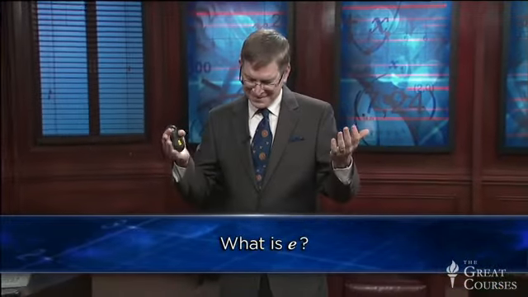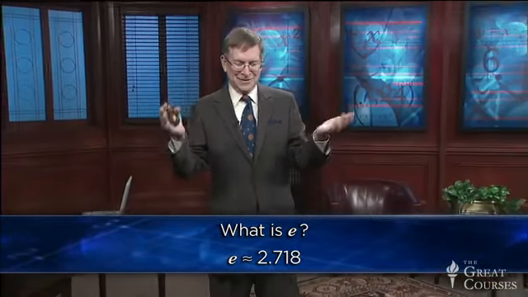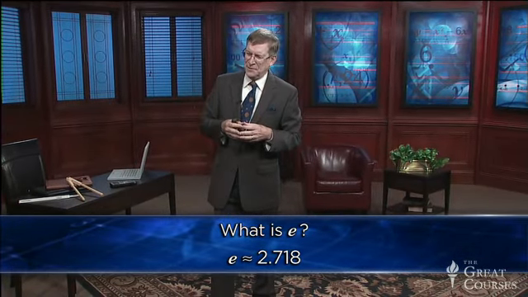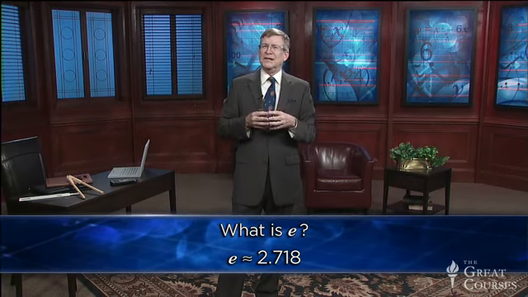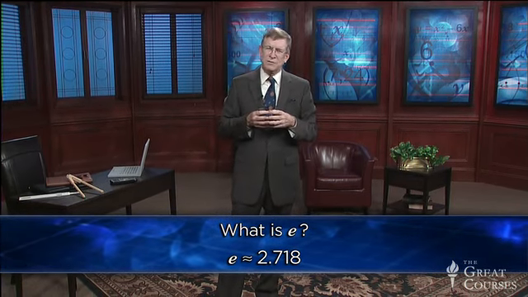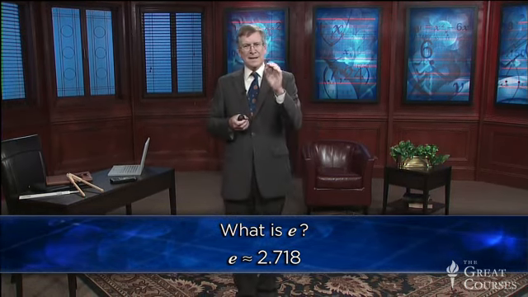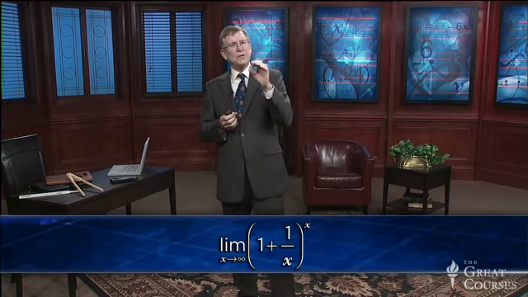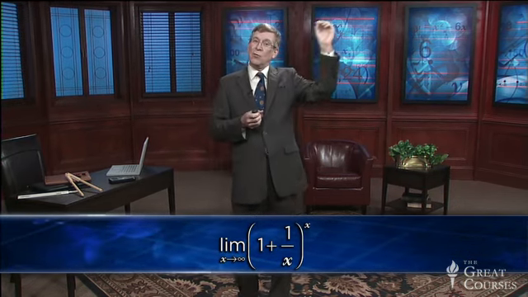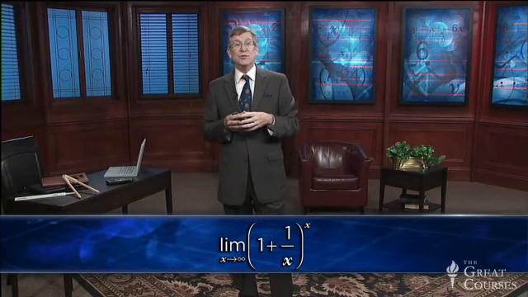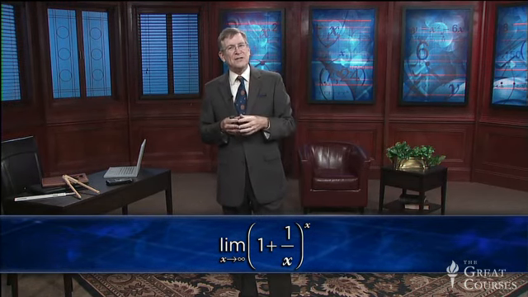Now, who's this number e? It's about 2.718. It's on your calculator. E to the x is on your calculator. There are many ways of defining the number e, and let me remind you of a limit definition you might have seen before. Take the expression (1 plus 1 over x) to the power x as x goes to infinity. If you plug in large numbers of x, you'll get closer and closer to e.